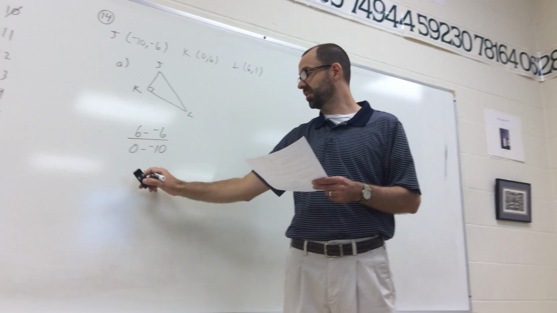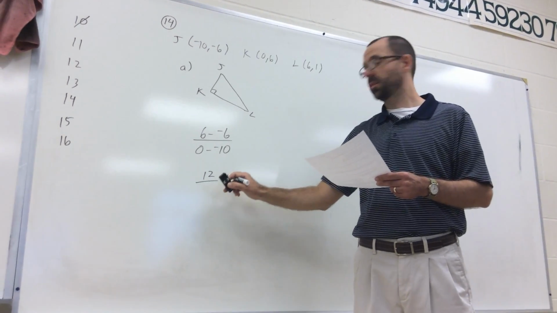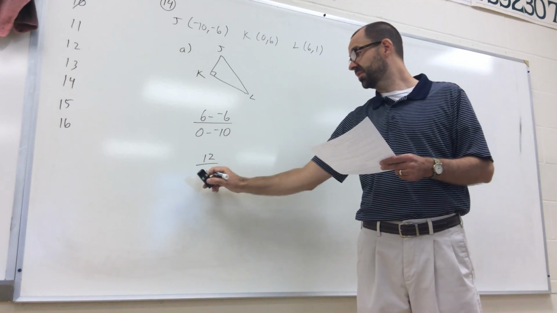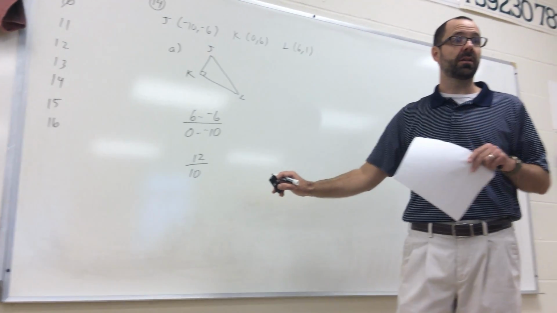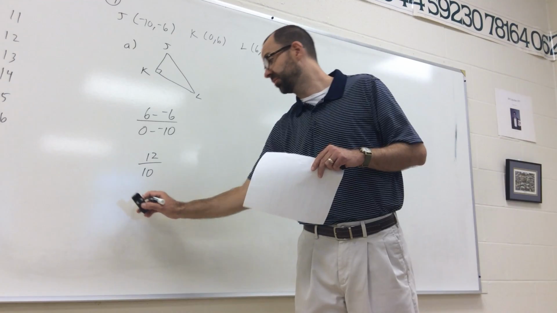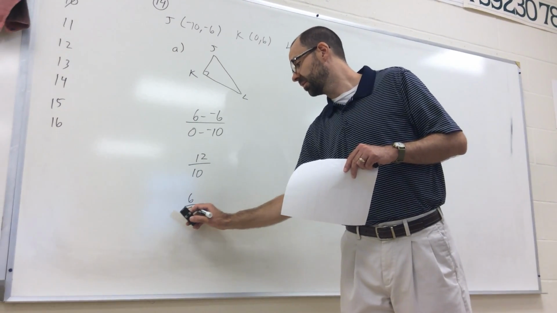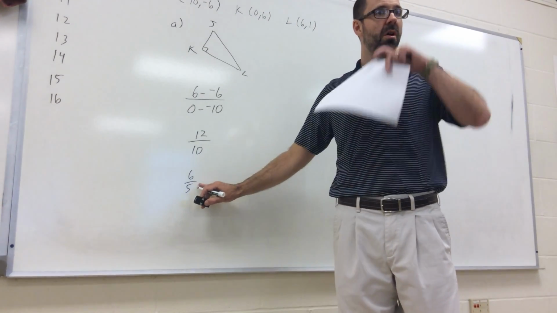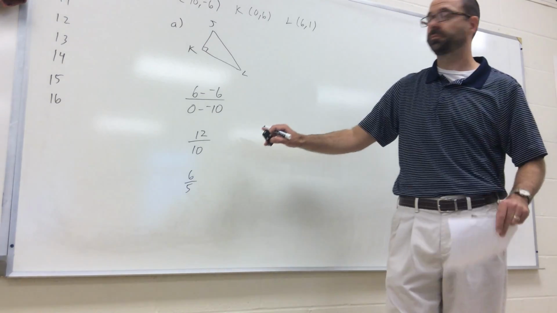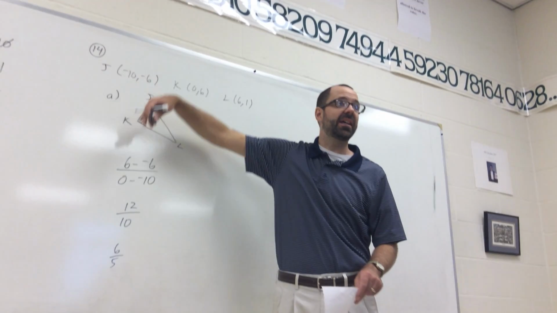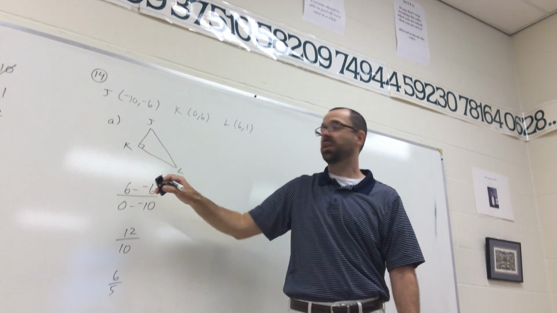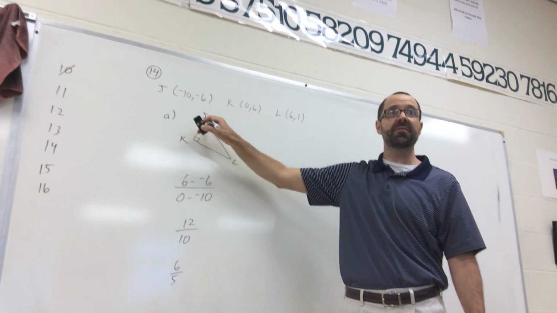And 6 minus negative 6 is 12. 0 minus negative 10 is 10. And then 12 tenths reduces to 6 fifths. So that tells you how slanty the line JK is. It tells you how steep it is. Apparently it's going up 6 over 5.